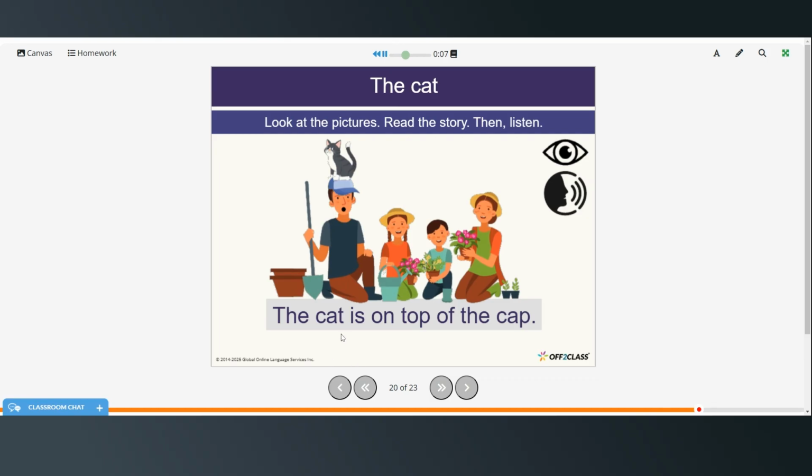The cat is on top of the cap. See the cat on top of the cap.